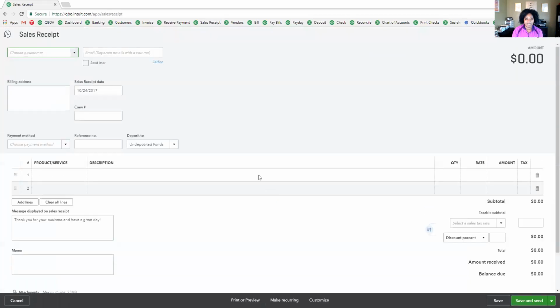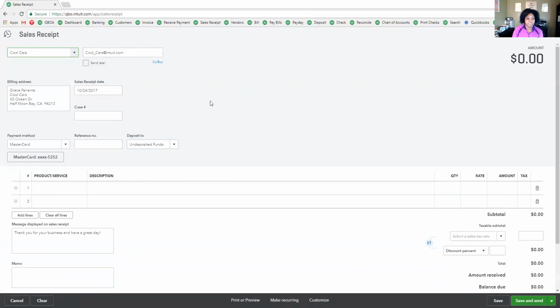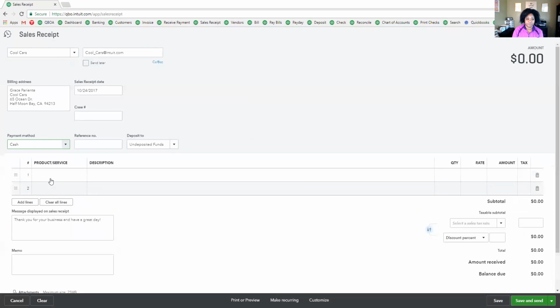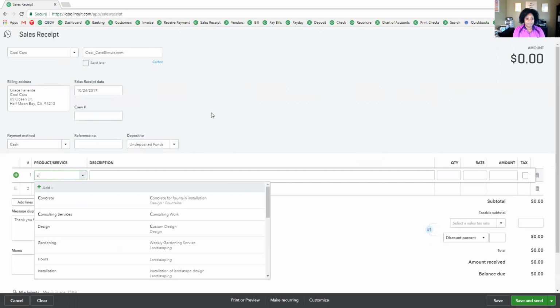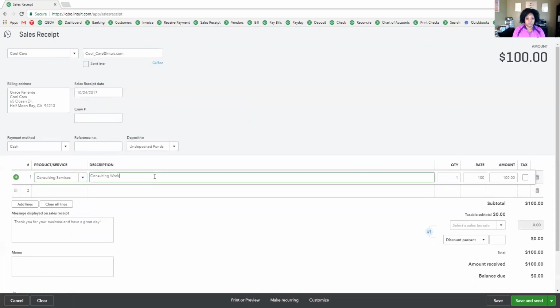It's almost exactly like an invoice, except that you are going to actually receive the payment at the same time. So let's say we did some services for Cool Cars, and we did it today, and they are going to pay us in cash. So the way you record a cash transaction in QuickBooks Online is that you create the invoice, the sales receipt, the same way you would normally.